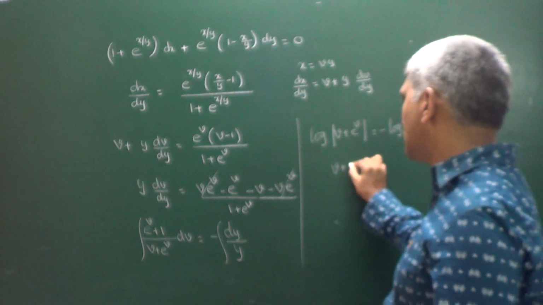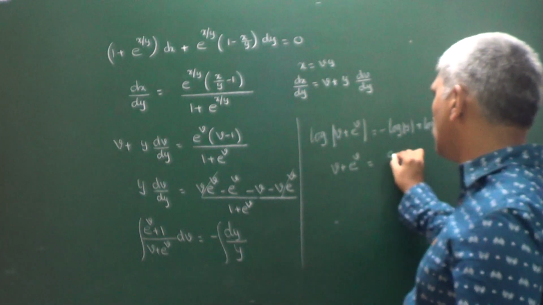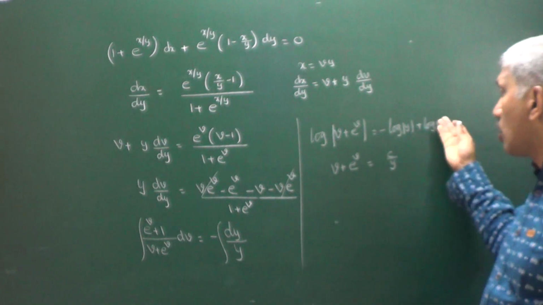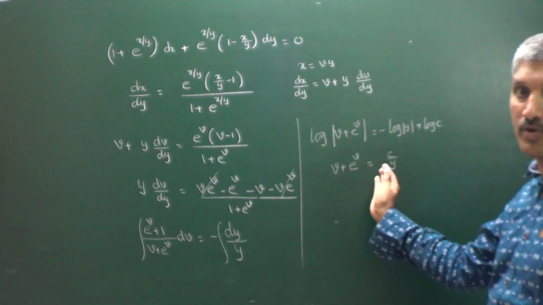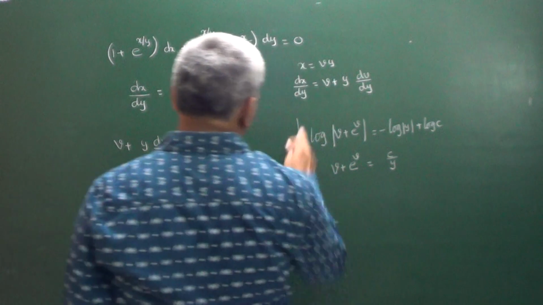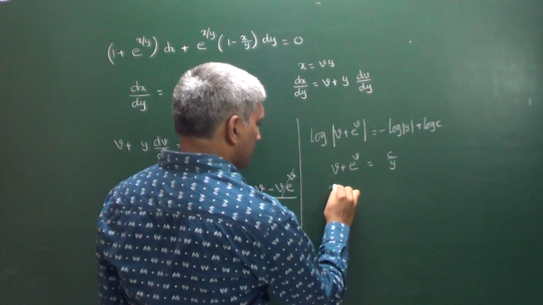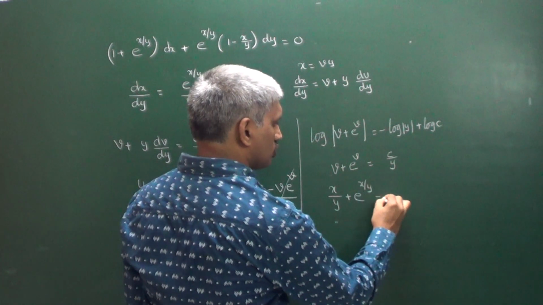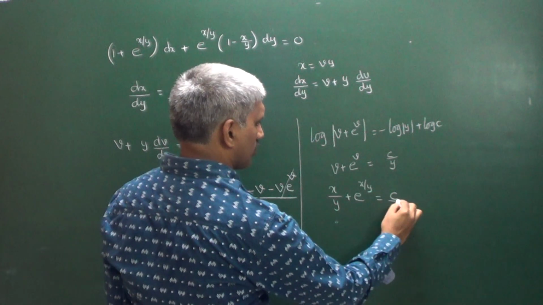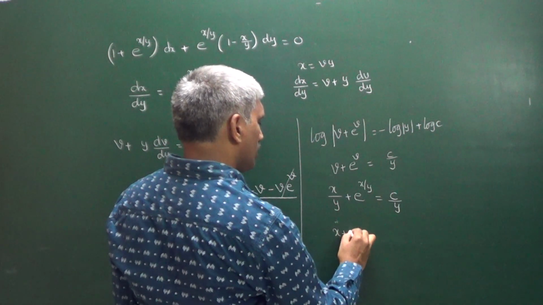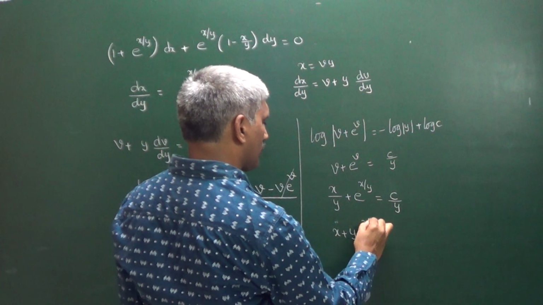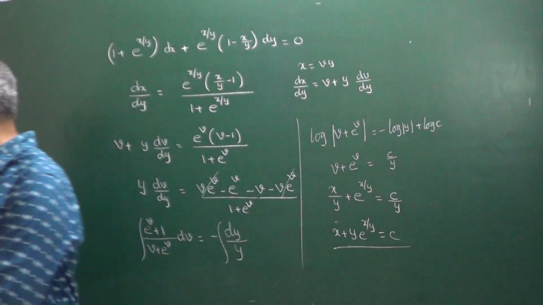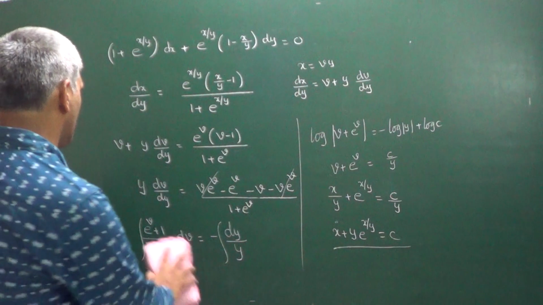Now we can write this one as v plus e to the power of v is equal to c by y, because here log m minus log n is log of m by n, both sides logarithm removed. Then we got this one. Now in place of v, what we have to write? In place of v we have to write x by y plus e to the power of x by y is equals to c by y. Now if you take LCM, x plus y into e to the power of x by y is equals to the constant of integration. So that is the way of solving the homogeneous differential equations.